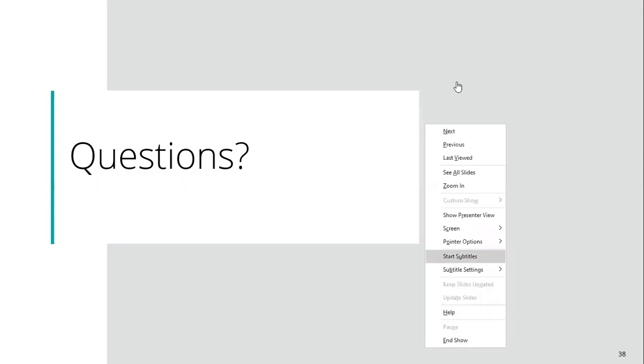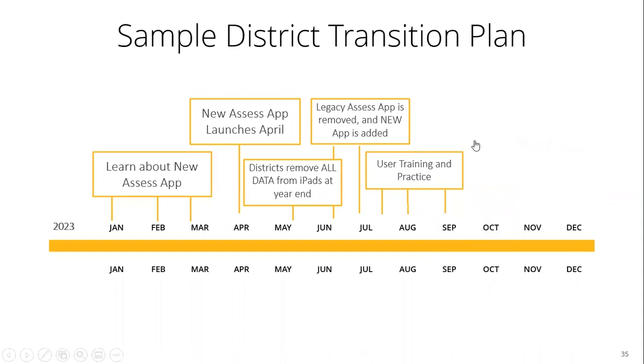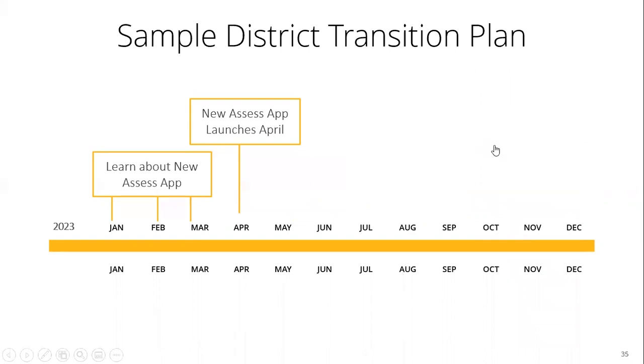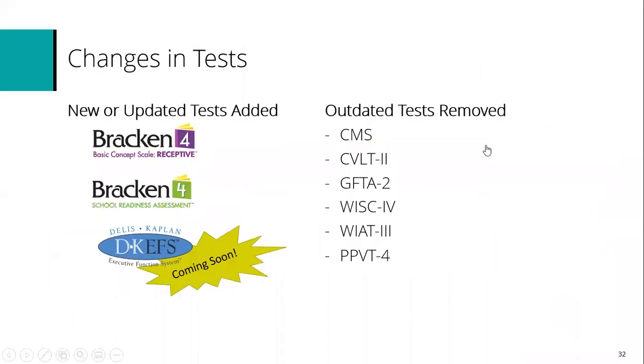Hey, Dan, can you flip back to the slide that shows the assessments that will no longer be available on the new Assess app? Yep. Those are assessments where there's already a newer version, so CVLT 2 will no longer be available, GFTA 2 will no longer be available, PPVT 4, WJ 3, you can see the list on the screen there. Each of those outdated tests, with the exception of CMS, has a newer version already available on the app. So we just will not be migrating the old versions to the new Assess app.